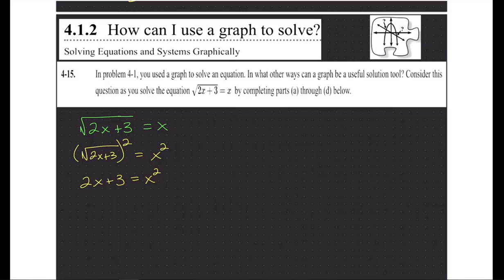To solve a quadratic, we get everything on the same side. Since my x squared is positive, I'm going to move everything over to the x squared side. So I have x squared, subtract 2x, and subtract 3, and that equals 0, because I moved everything over. I did two steps in one. Everybody good with that? All right, now we have to solve our quadratic.